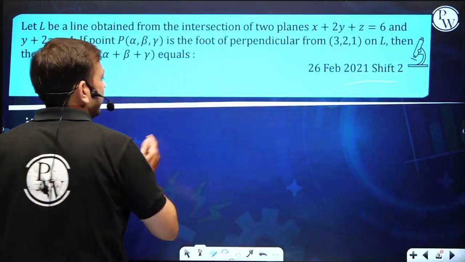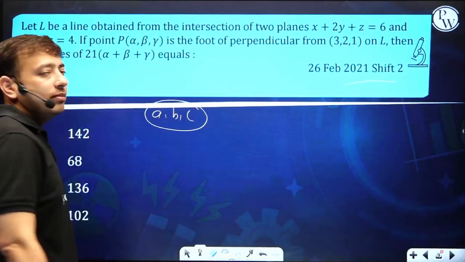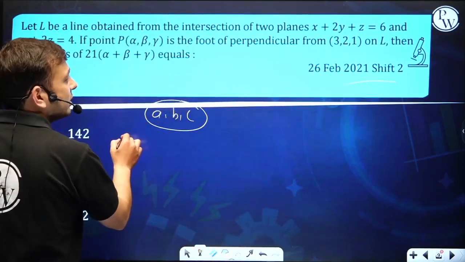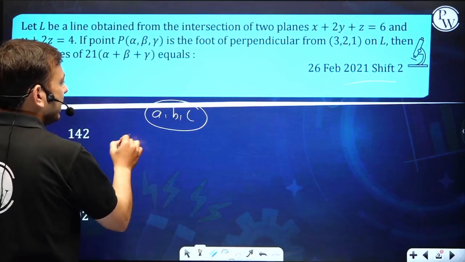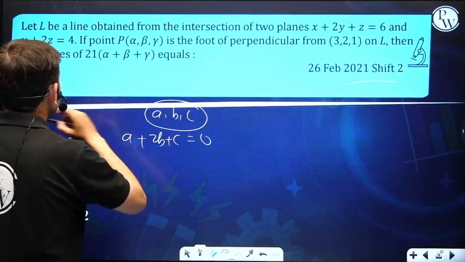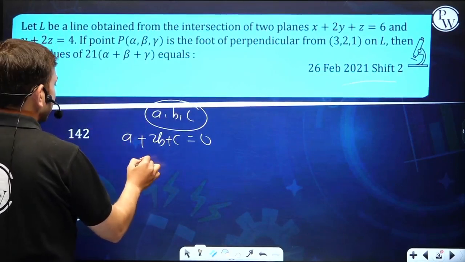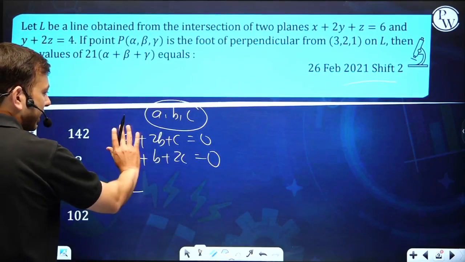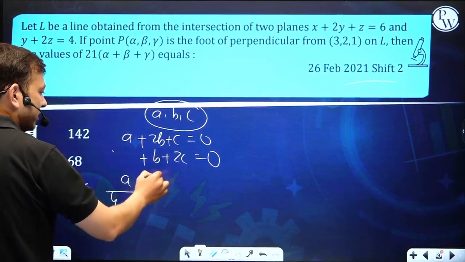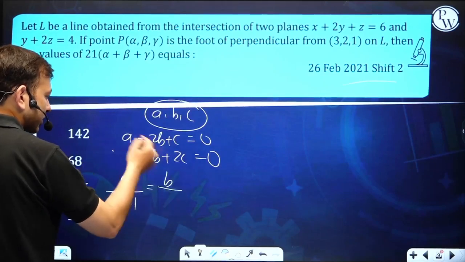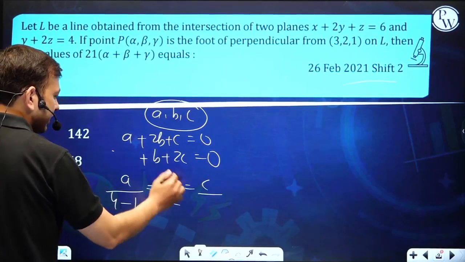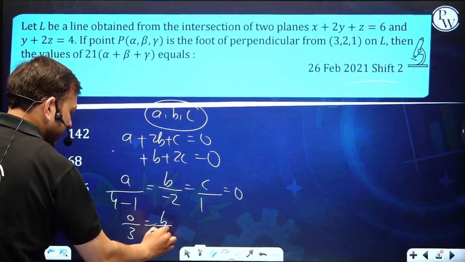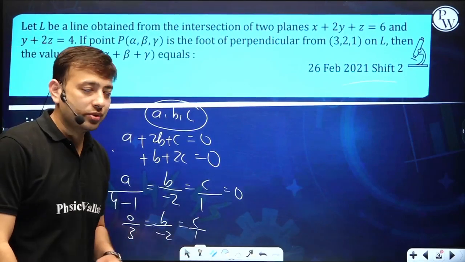So, how to find it? First of all, let the direction ratio of the line be A, B, C. The normal to the plane will be perpendicular to the line. So that means 2A plus 2B plus C equals 0, and this is already 0, so A plus B plus 2C equals 0. So if you hide A, 2 twos are 4 minus 1, then B, it will be 0 minus 2, then C, 1 and 0. So this is A by 3, B by minus 2 and C by 1. These are the direction ratios.